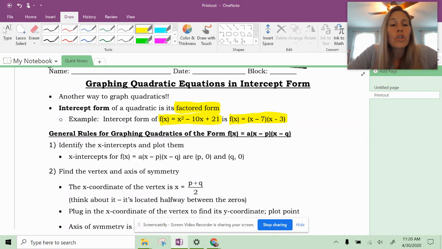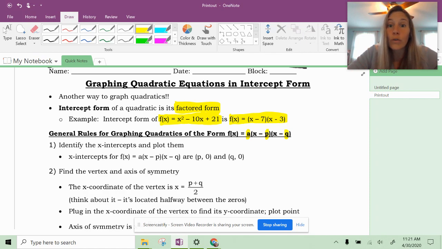So general rules for graphing quadratics of this form. Sometimes you have a GCF factored out on the outside. That's what that a is representing. And then x minus p and x minus q, and you're going to have two different numbers in there. So the p and the q are just representing those two different numbers that are being subtracted or added to those x's. So the first thing you're going to do is identify the x-intercepts and plot them.